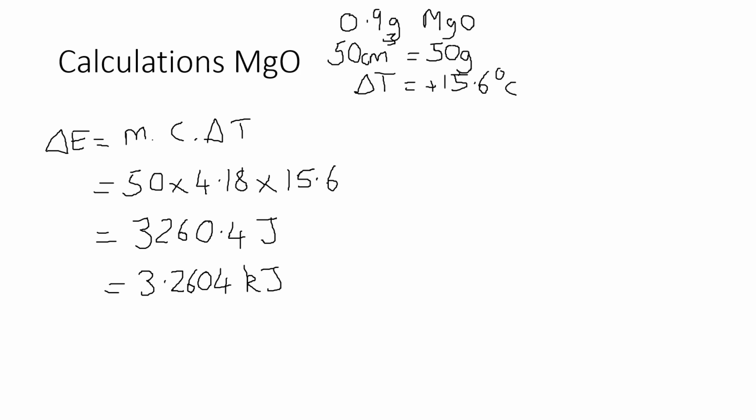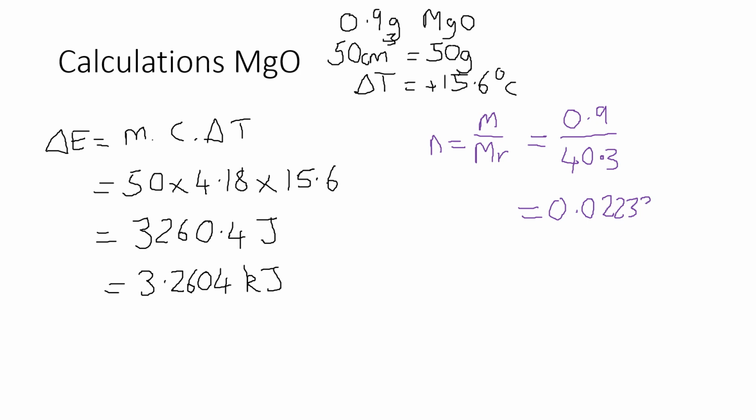We now need to calculate the number of moles of the magnesium oxide that was added. So the number of moles is equal to the mass of the magnesium oxide divided by the molecular mass of the magnesium oxide. So that's your 0.9 grams divided by 40.3, where 40.3 is the molecular mass of the magnesium oxide. There is a separate video on the channel if you're not sure how to calculate that. And that comes out as 0.02233. I'm going to leave it in my calculator though.